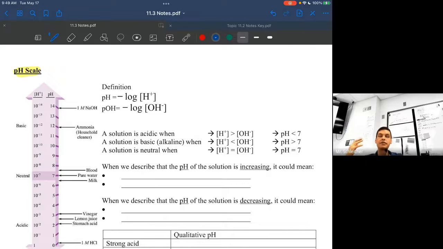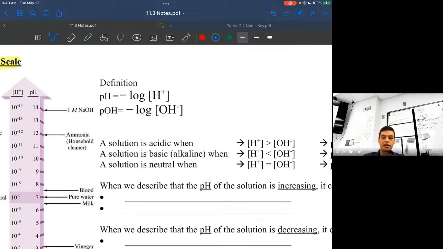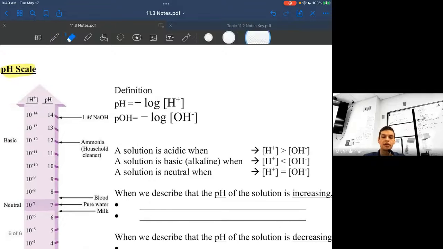Whenever you have something increasing or decreasing in increments of times 10, we might call that a logarithmic scale, not just a linear scale. If something's a logarithmic scale, we probably need logarithms to describe it. You're probably just learning about this in math. I'm not sure where you are in math right now, but the definition of pH is the negative logarithm of the concentration of H plus.